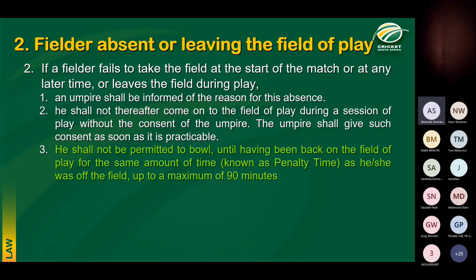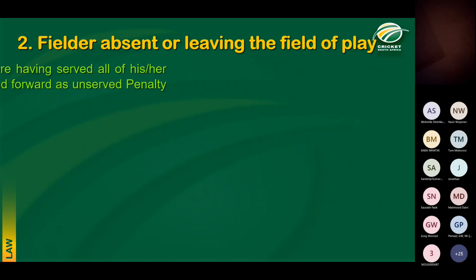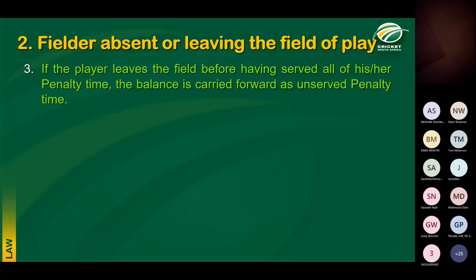But there's a max of 90 minutes here. So for example, a fielder goes off at 10:30 and only returns at, let's say, 3 o'clock. So the fielder has been off for quite a bit of time. Let's say, doing quick maths, that fielder has been off for 250 minutes, I'm just using a round number. But the law tells us the maximum penalty time is only 90 minutes. So even though the fielder was off for three and a half hours, the maximum is 90 minutes. So if that fielder returned at 3 o'clock, the fielder can bowl again at 16:30.